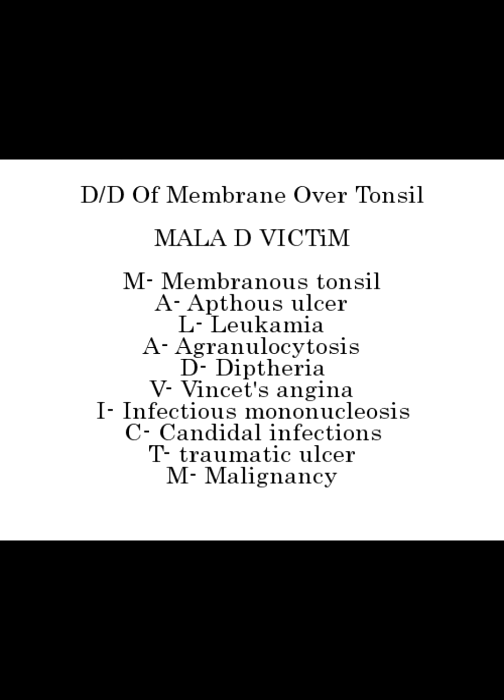Splenomegaly is another thing which is involved, because these atypical cells would be destroyed in the spleen and the spleen would increase, so there will be increased function. So that will be infectious mononucleosis.